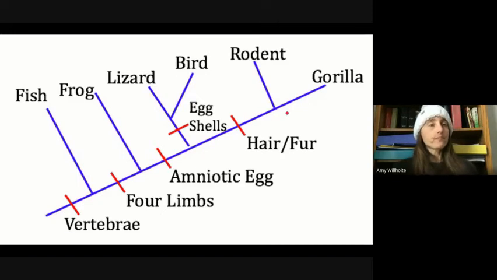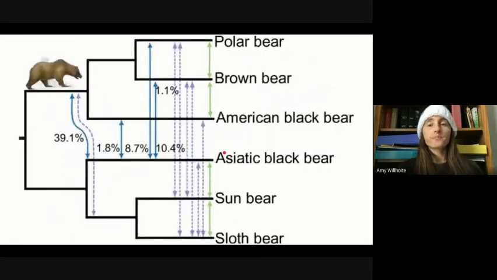Okay, good. Got all that internalized? Everybody good with that? Okay. Oh, fun. This has numbers. It's basically a percentage of divergence, like how different they are from each other, but just ignore the numbers for now. We're just going to look at the names of the bears.